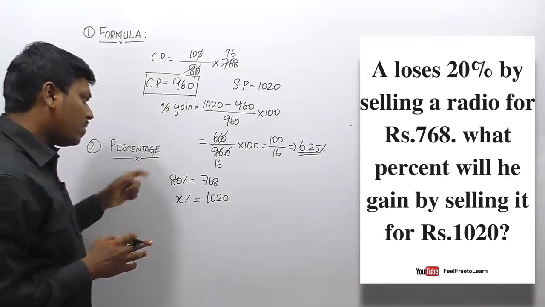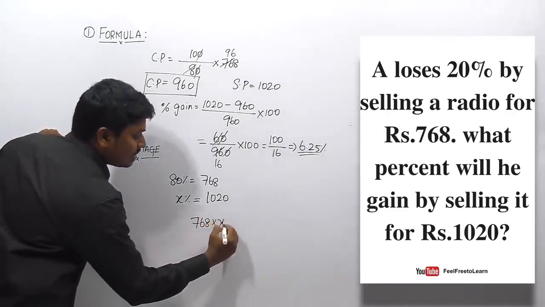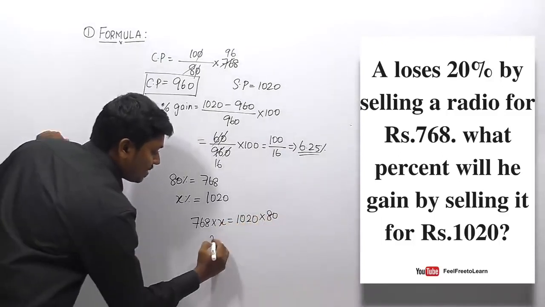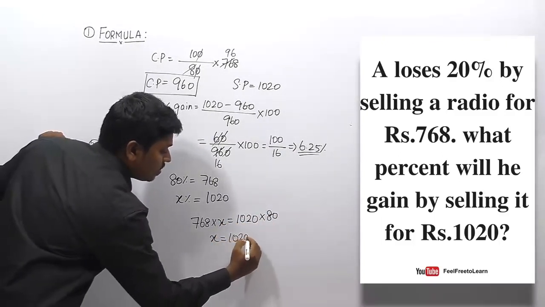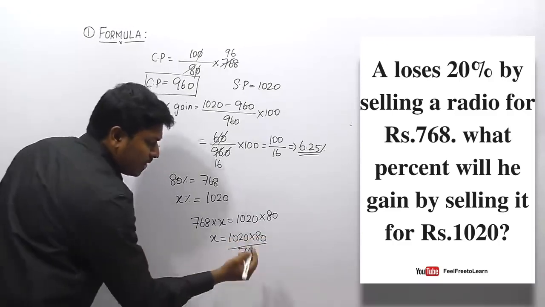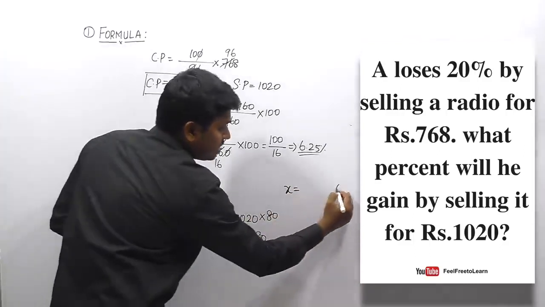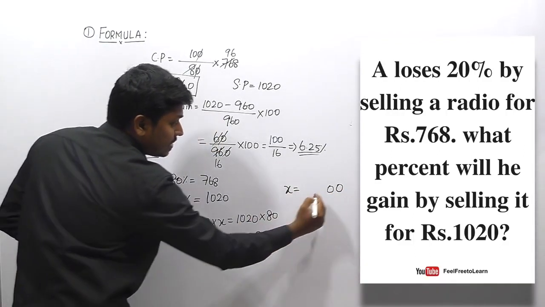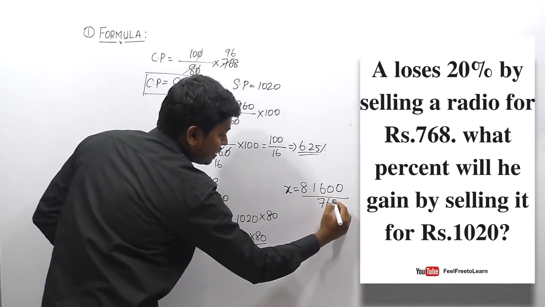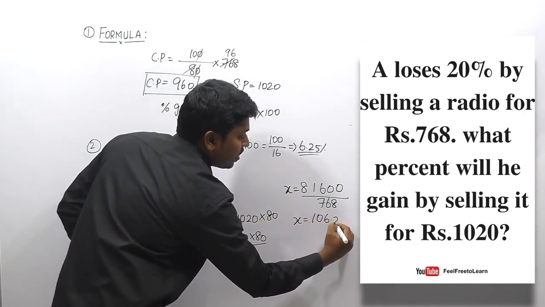So friends, now we need to cross this. So when we cross this, 768 into x is equal to 1020 into 80. So x is equal to 1020 into 80 divided by 768. So now we need to cancel this. So x is equal to, so friends, here it is 0 0, so 0 0, so 8 2s are 16, remainder will be 1, so 81600 divided by 768. So friends, when you divide this, the final answer will be 106.25.